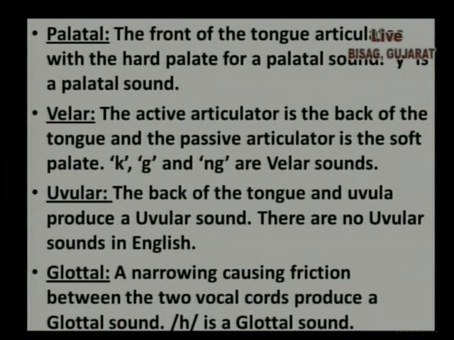H is the only sound in English which is a glottal sound. The example for H is hat. Maybe, yeah, hat is a glottal sound. The initial sound h in hat is known as a glottal sound, right? Yeah, sure.